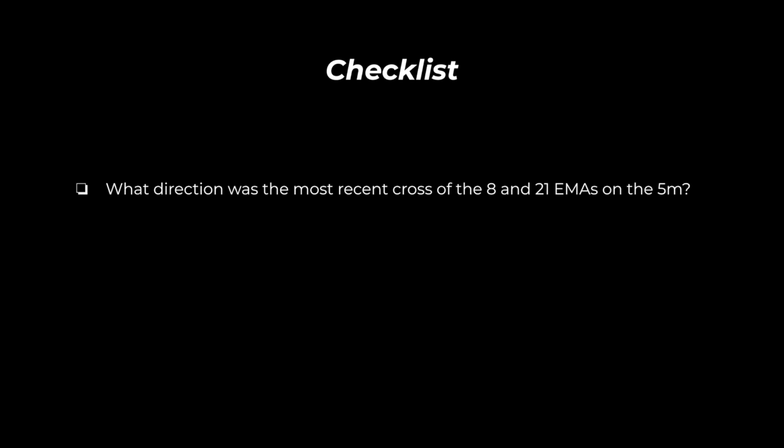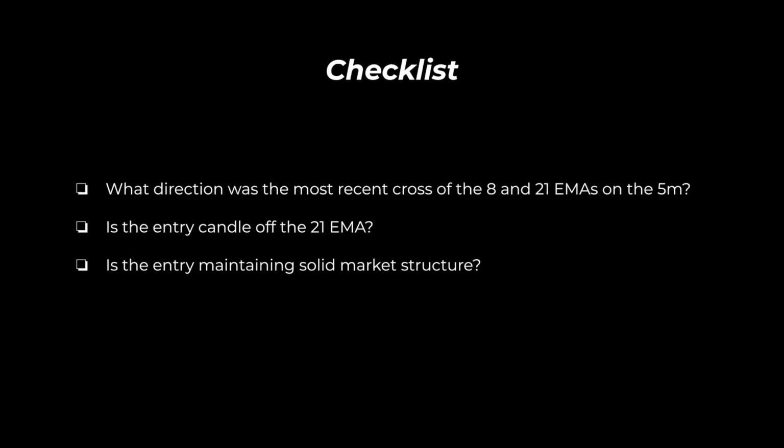Now, you want to also ask yourself, what direction was the most recent cross of the 8 and 21 EMAs? Are you in an upshift, in an uptrend on the higher time frames? Okay, good. Then we want to look to potentially find an entry going long here, right? You want to also ask yourself, is the entry candle off the 21 EMA? And is the entry candle maintaining solid market structure? Are we buying it as we're making higher lows and higher highs?